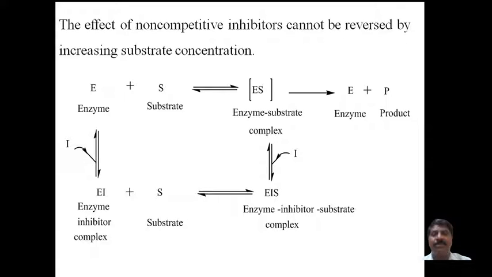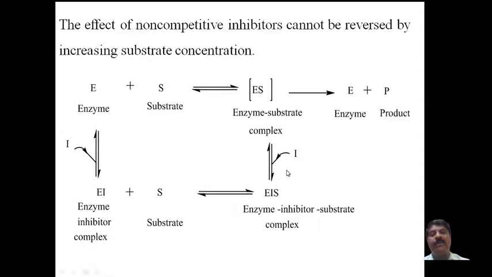Suppose we increase the substrate concentration, the effect still cannot be reversed. Here the enzyme is there, the substrate is there, and 100% of the active sites are free to combine, but the inhibitor has the ability to bind with the enzyme at a space other than the active site, on the surface of the enzyme away from the active site, forming a complex. The enzyme-inhibitor complex is formed, and then the substrate molecule combines, forming the enzyme-inhibitor-substrate complex.